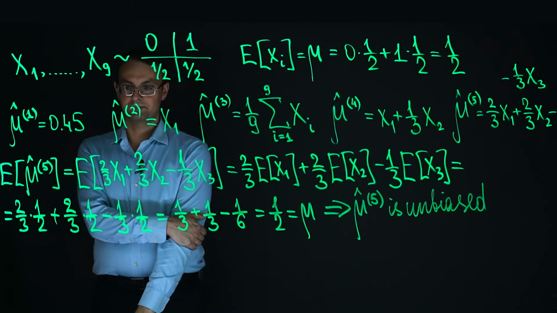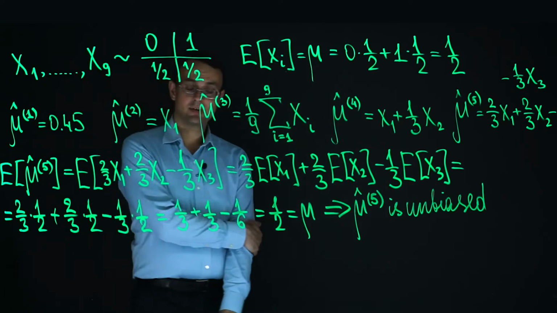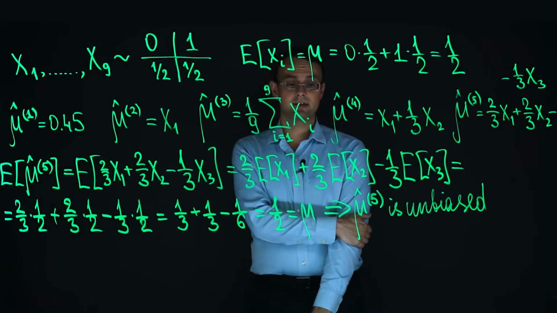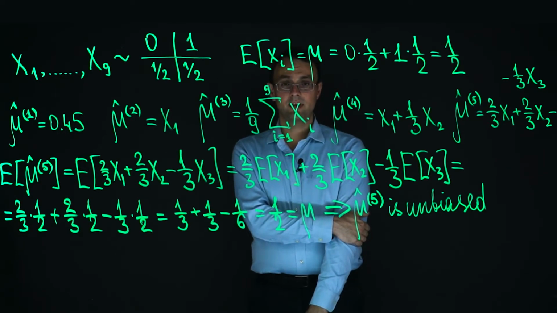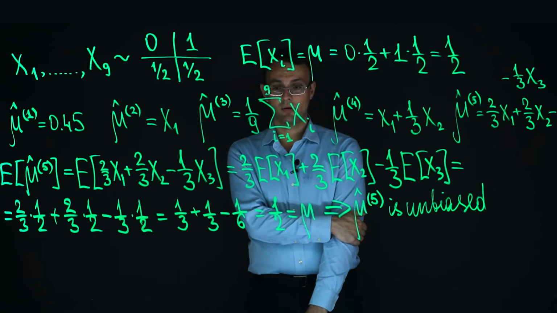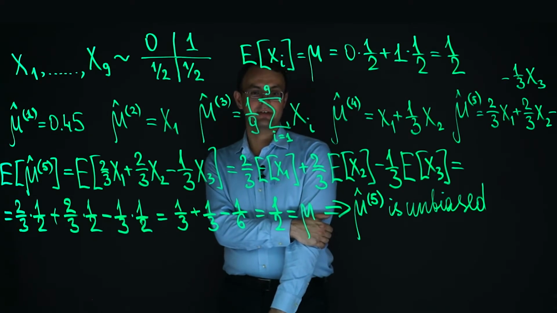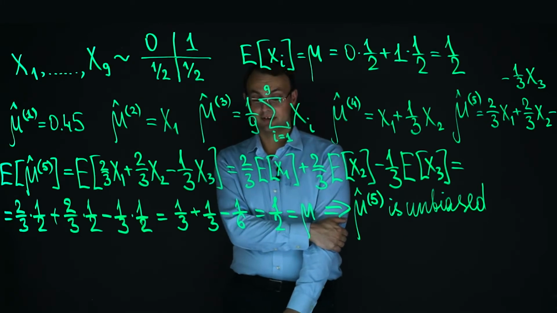So then, how to find which one is the most efficient? I told you that if we consider only unbiased estimators, then the measure of efficiency is the variance of an estimator. And we see here that some of our estimators are biased and some of them are unbiased.